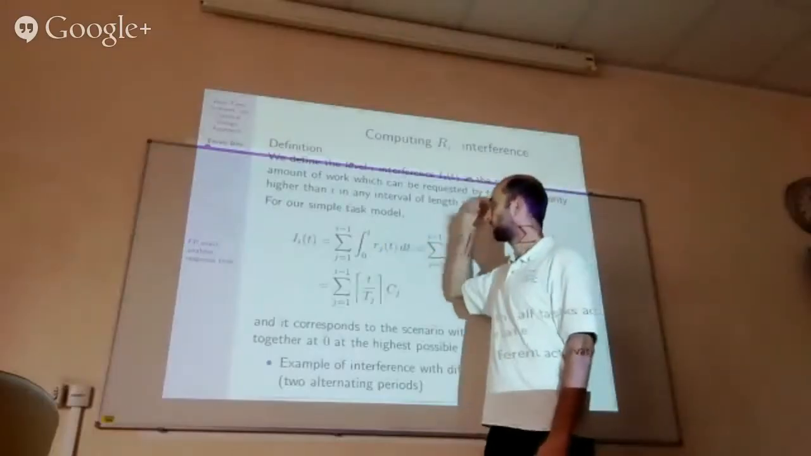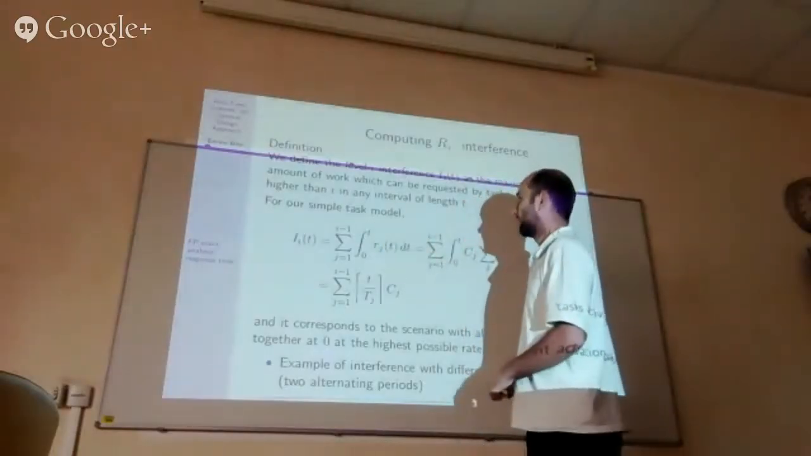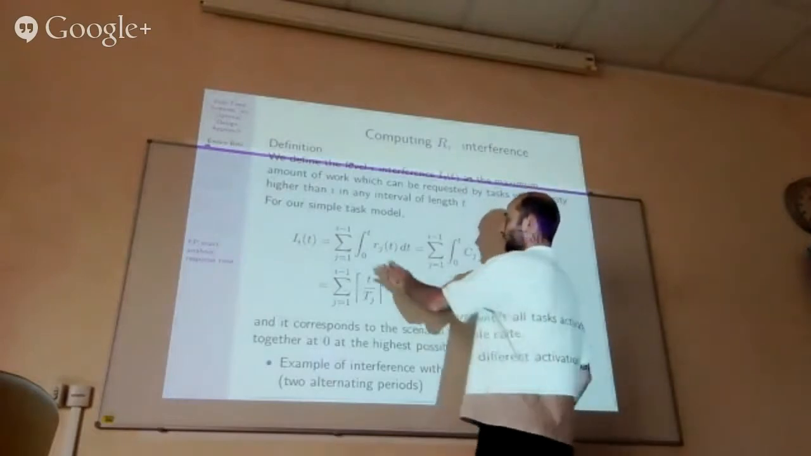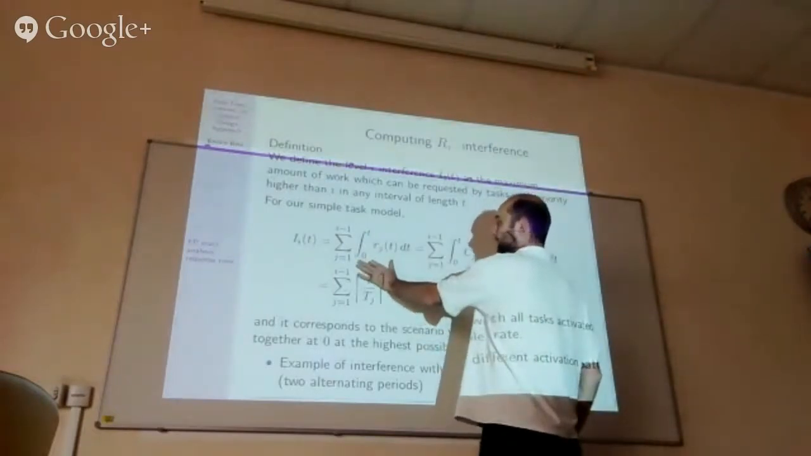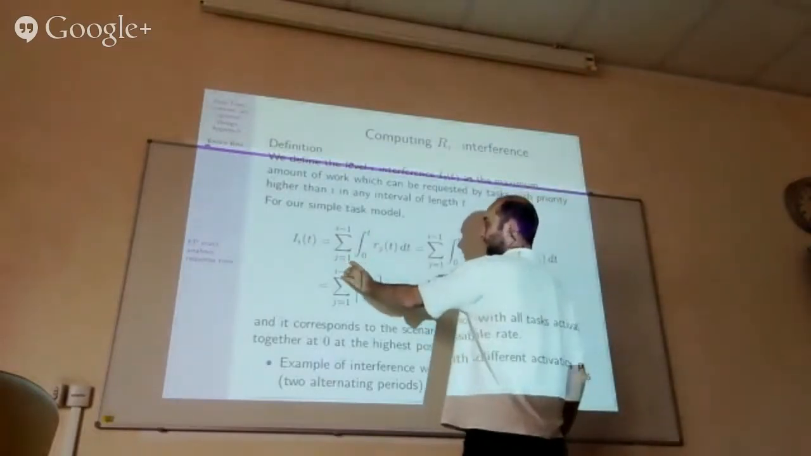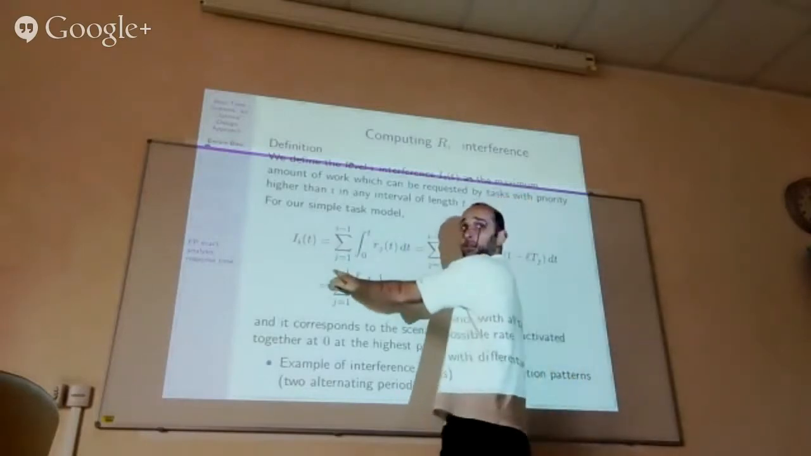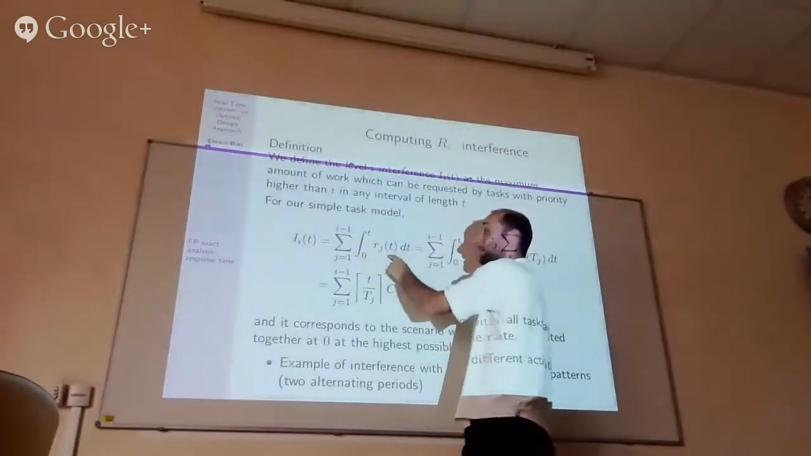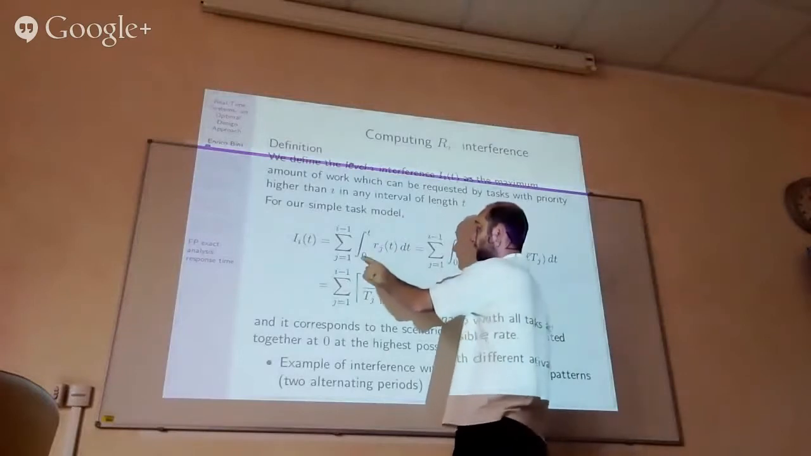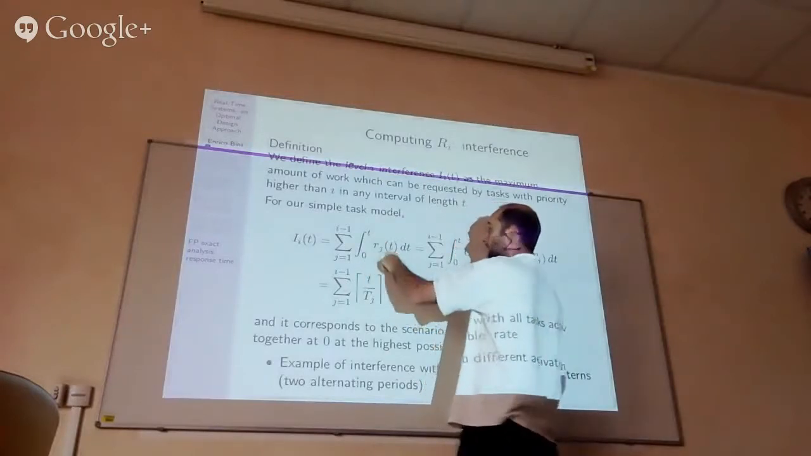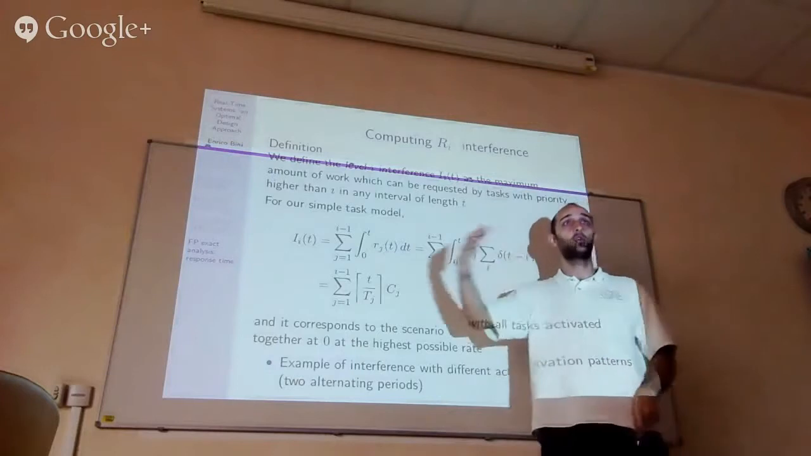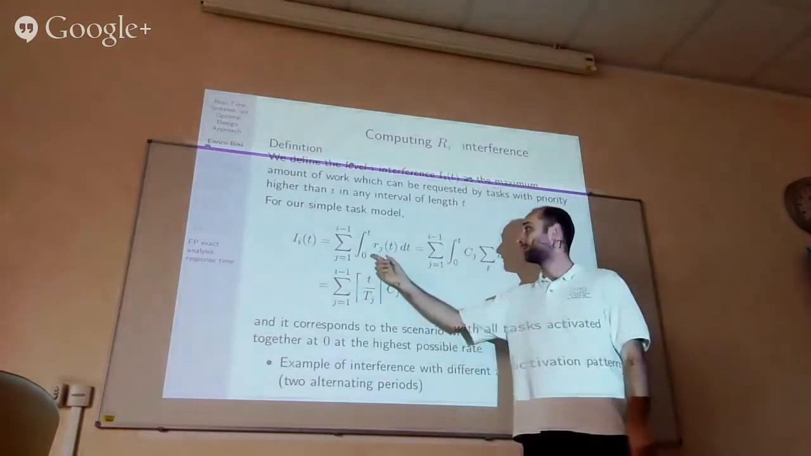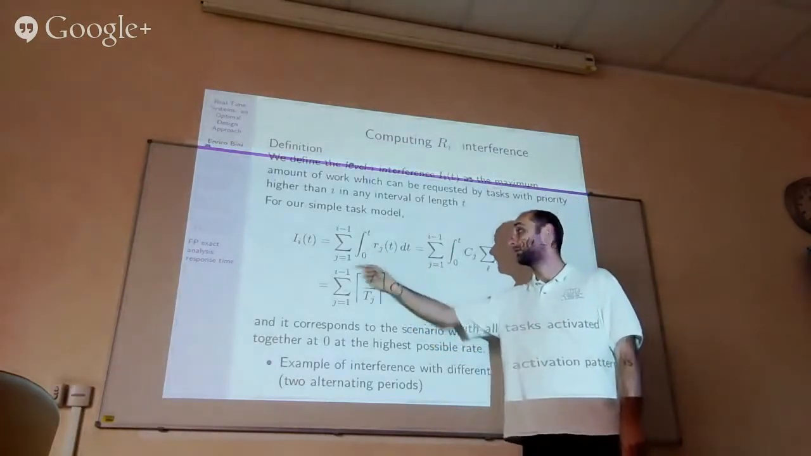Now, using the old notation, we can write it this way: the sum over all higher priority tasks of the request. This is the request function, you remember. So the integral between 0 and t is the cumulative request of task j in the interval.